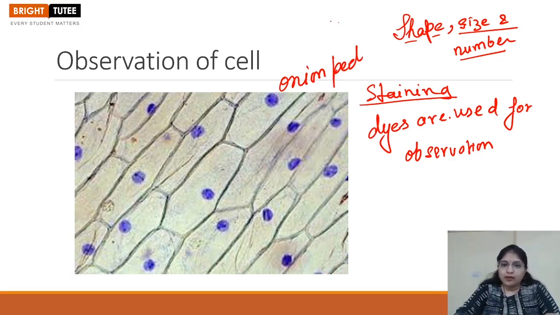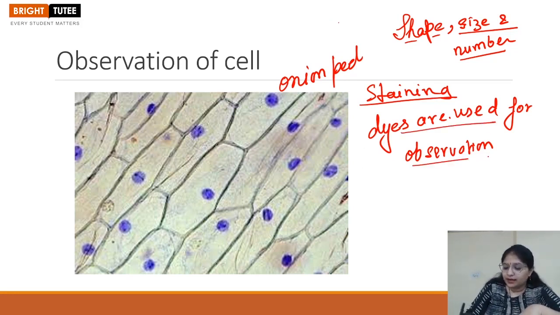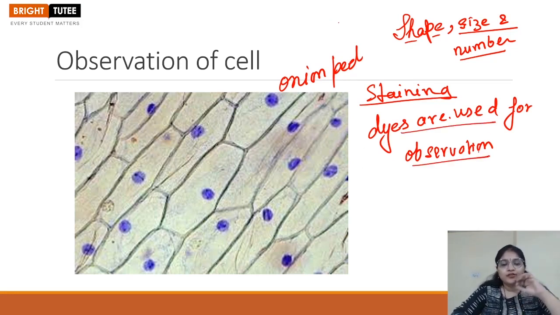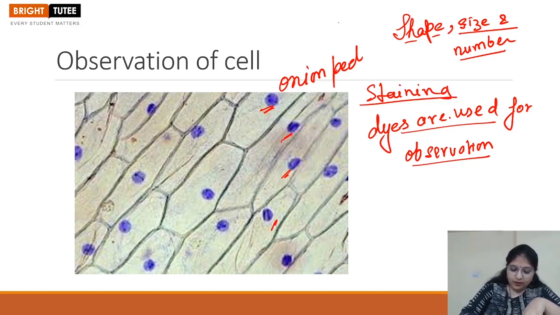Once I do that, what will happen? Some part of the sample will pick up the color, whereas others will not. This will help in observing in detail the different shapes of the cell, and also it will help in distinguishing one cell from the other. Apart from that, it also helps in indicating the different parts of the cell. As you can see over here, this part is the nucleus.